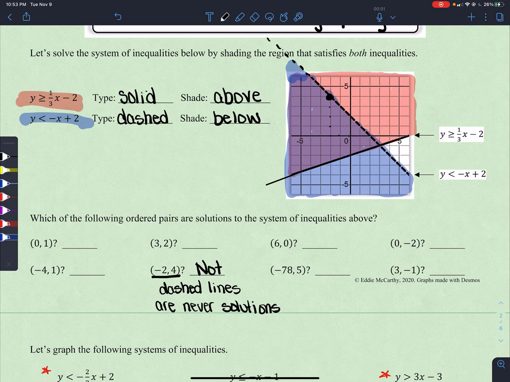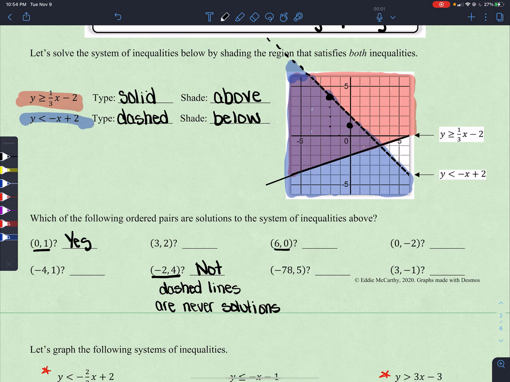Okay. All right, what about 0, 1? So when x is 0, y is 1. Is that in the area that is overlap with the red and the blue? Yes. Is it on a dashed line? No. So that means that this one is a solution.